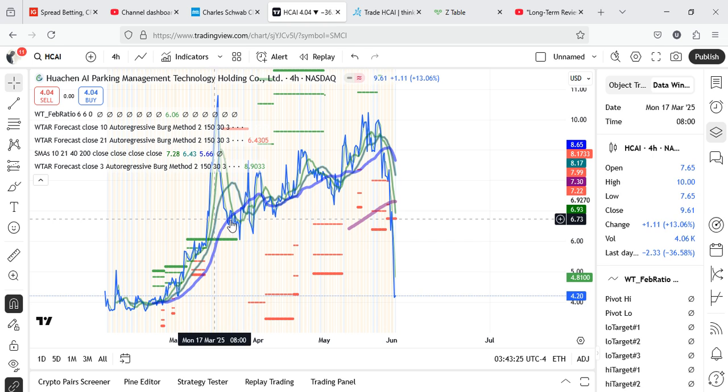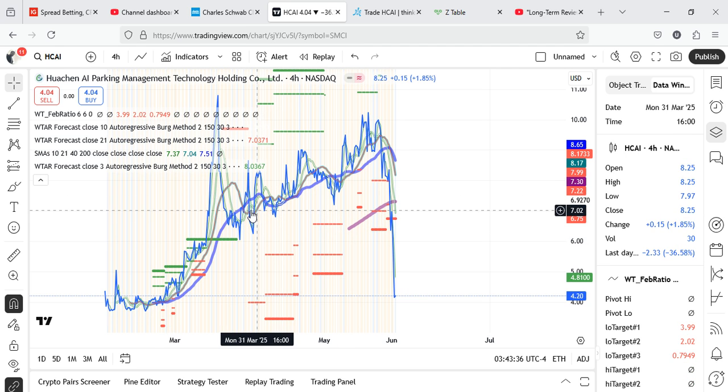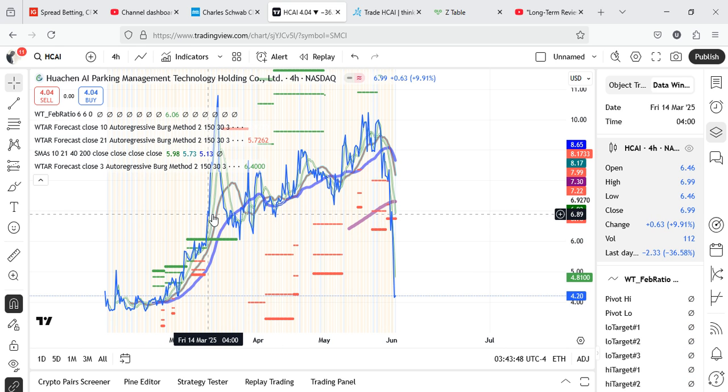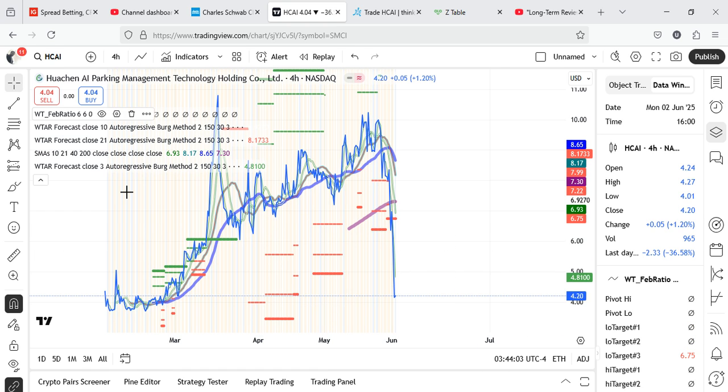So all in all, you could still say that the probability of it retesting 6.75 is most certainly greater than 50% if you consider all the activity, all the prices, and all the moving average data along that line, at least all the way towards the 14th of March. So you can conclude that the probability of it retesting 6.75 is most certainly greater than 50%.